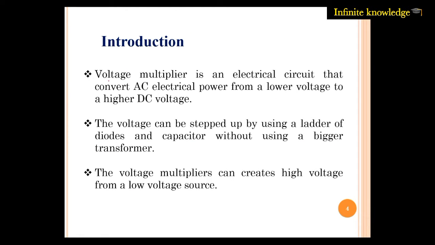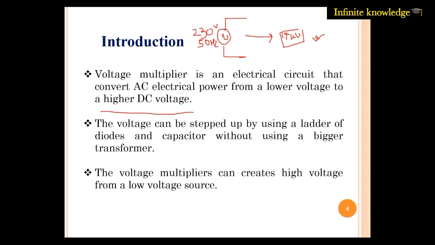Now what is the introduction of this project? A voltage multiplier is an electrical circuit that converts AC electrical power from a lower voltage to a higher DC voltage. So what have we done in this project? We have supplied an AC supply to the circuit, a 230 volt 50 Hz AC supply that you get at your house, and that circuit generates up to 1.7 kV DC voltage at the output side. We will see how this happens in the MATLAB simulation circuit.